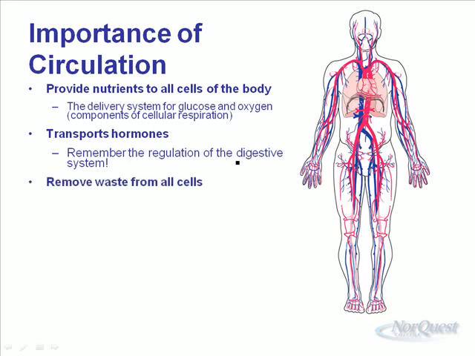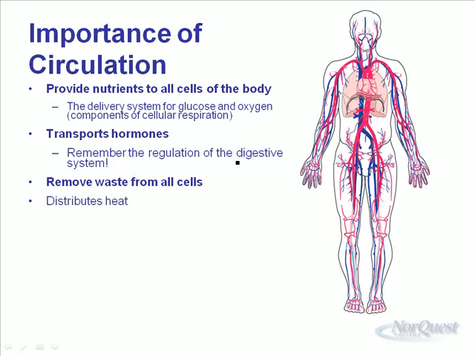It also removes all the waste from all the cells. As cells do their metabolic processes, they produce waste. That waste has to be taken from those cells to our excretory system and taken out of the blood. But the blood takes that waste away from the cells.